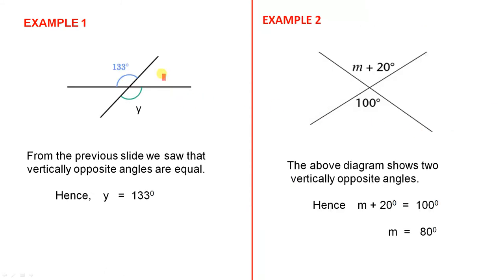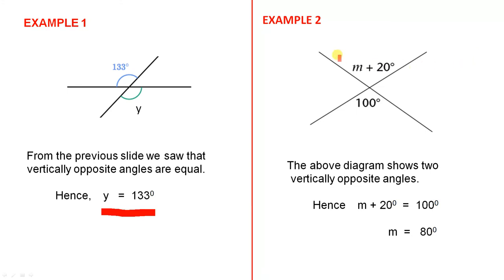Example 1. Here is the situation where we have two intersecting lines. Here are two angles which are vertically opposite. We have to find Y. From the previous slide, we saw that vertically opposite angles are equal. Therefore, Y equals 133 degrees.